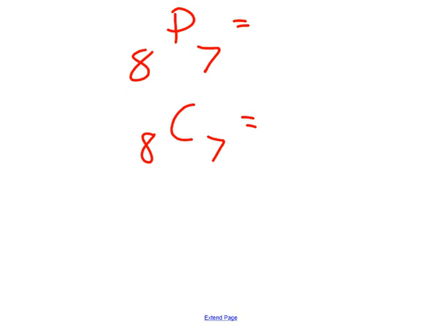Here's what you should have done. 8 factorial. Quiet, please. Focus. Look this way. Thank you. All right, 8 factorial over 8 minus 7, which is 1 factorial. And yes, there is such a thing as 1 factorial. It's just 1. Done. And then, do I do an extra thing on the P? No. So this is just 8 factorial.